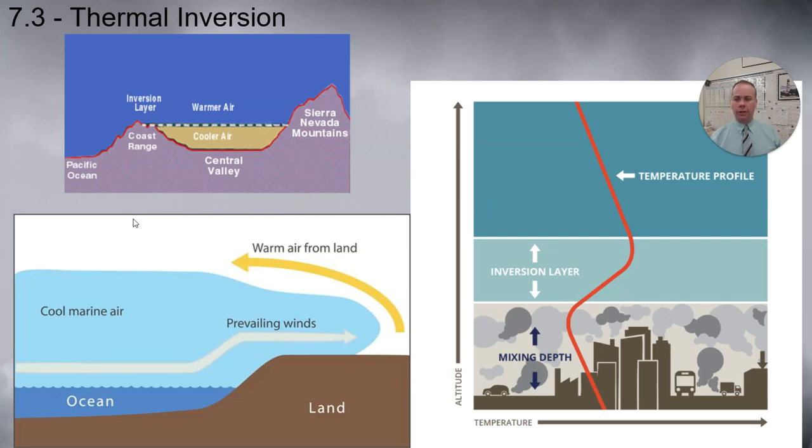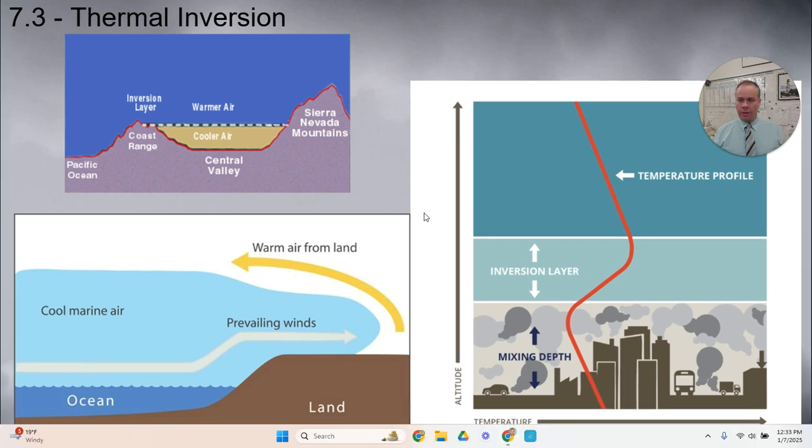We have a couple of other models here that show how this happens. On the right, we see a graph that shows the temperature of the air with altitude. This shows the temperature inversion, where you have an inverted layer, a warm layer sandwiched between two colder layers in the atmosphere, again trapping pollutants in the area down below.